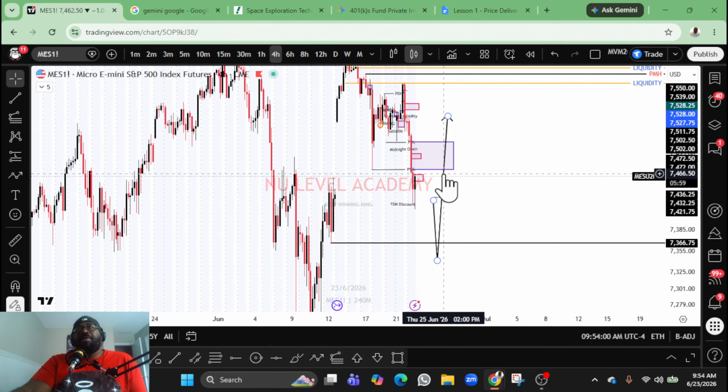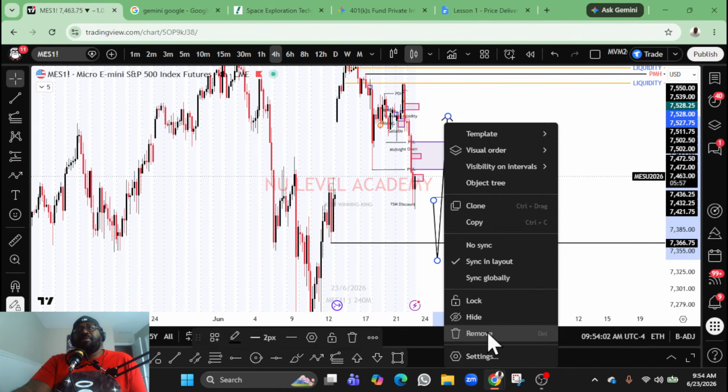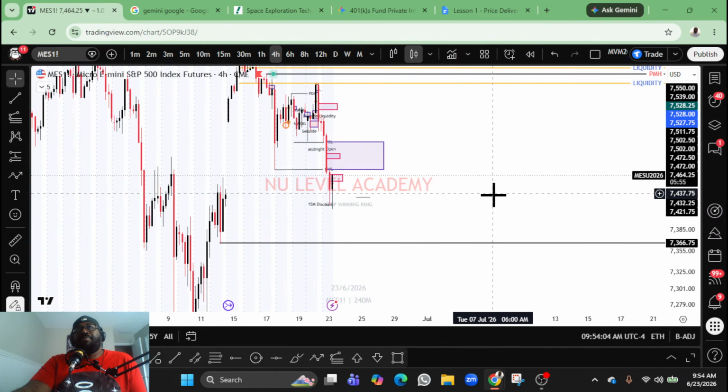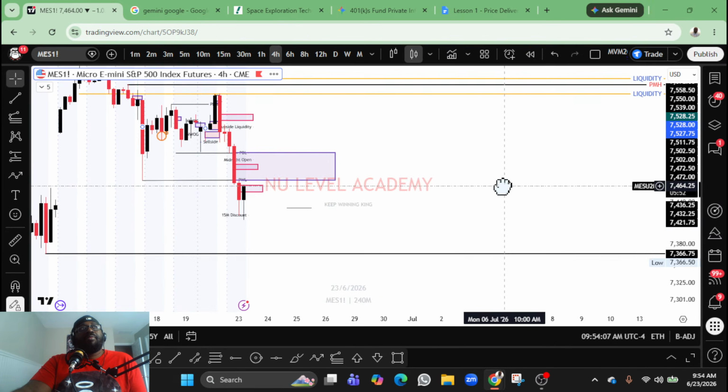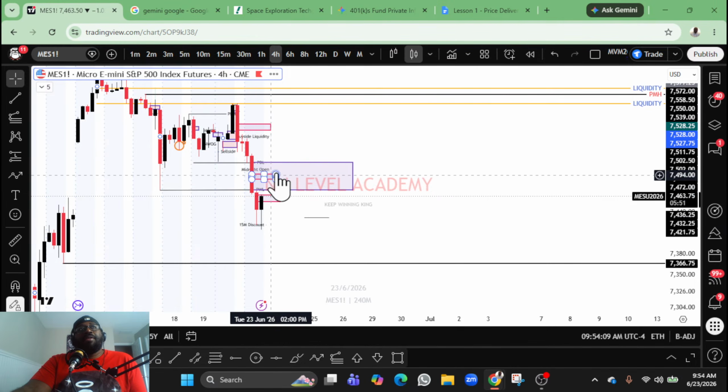Here we remove some of these. All right. So if you look at it on the 4 hour, this is that purple shade of what we have here. And we're trading back up into this gap here on the 4 hour.